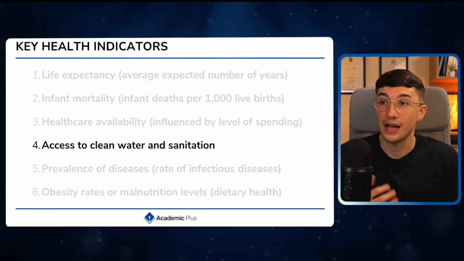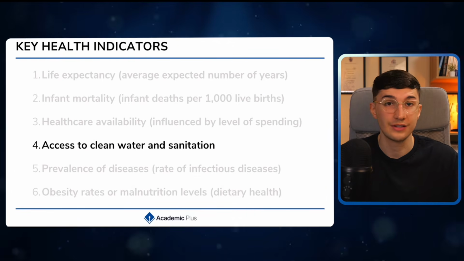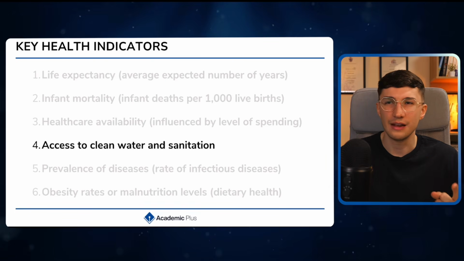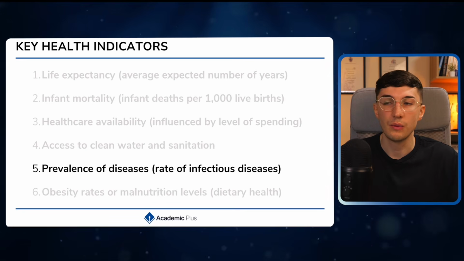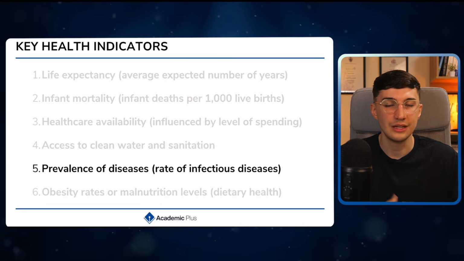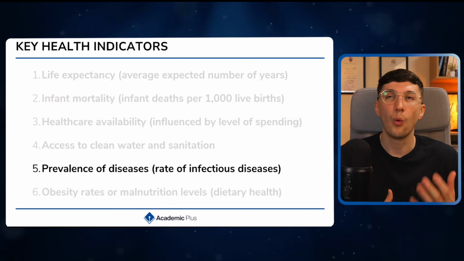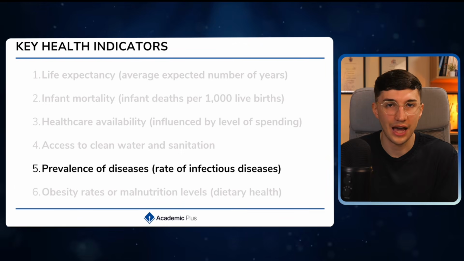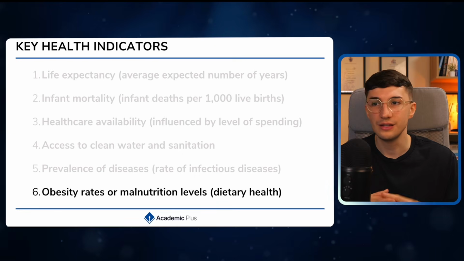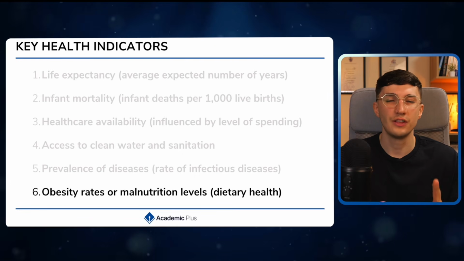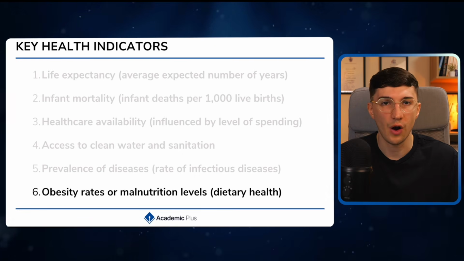We've also got an indicator around the access to clean water and sanitation, which of course then influences your life expectancy rate. The prevalence of diseases as well, so the rate of infectious diseases in that country and what do they have in place in terms of the healthcare availability to obviously overcome this. And we've also got the level of obesity versus malnutrition. So this one is more looking at the dietary health of that country.